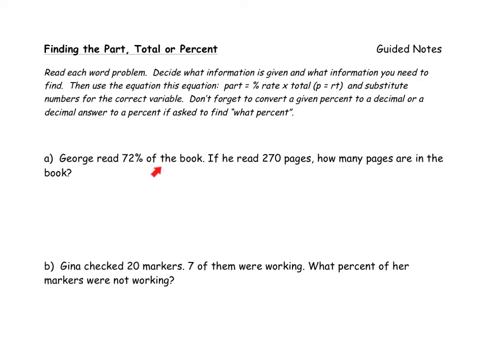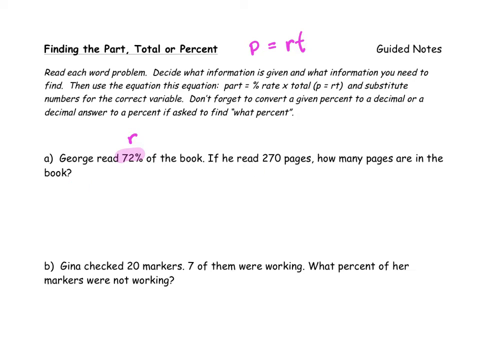George read 72% of the book. If he read 270 pages, how many pages are in the book? This is just my personal preference, I immediately know that we're talking about the rate, because the R in our formula, part equals percent rate times total, is the percentage. It goes on to say if he read 270 pages, how many pages are in the book?